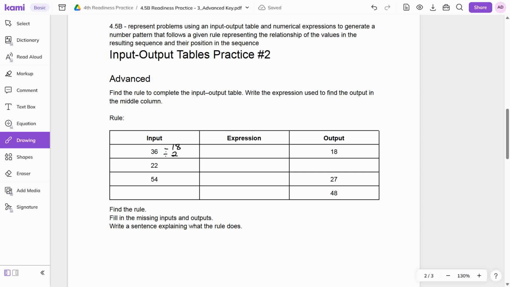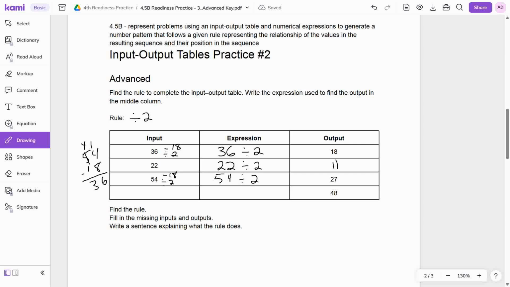I don't know what's going to work on 22 because I don't have an output, but I do have 54. So let's see what happens if I do 54 minus 18. What's that going to give me? That's going to get me 36, not 27. But if I do 54 divided by 2, then there we go, that's that 27. 27, 27 make 54. So my expression is going to be the input divided by 2. That's my rule. And so now I can do this one for 22. 22 divided by 2 makes 11. 54 divided by 2 makes 27.